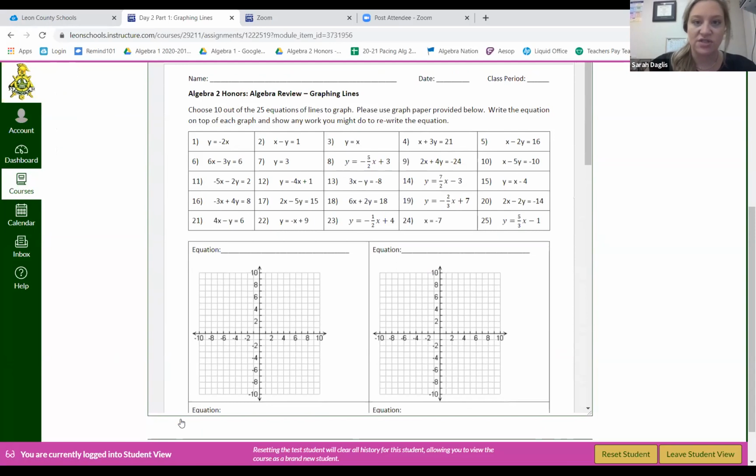The directions also say to please use the graph paper provided, write the equation on top, and show any work that you might do if you're gonna rewrite the equation. So some of my standard form ones, you might want to rewrite into slope intercept to help you graph easier. There's also a way to graph it though, keeping it in standard form. It doesn't always work, but I'll try to show you the ones that do work. All right.